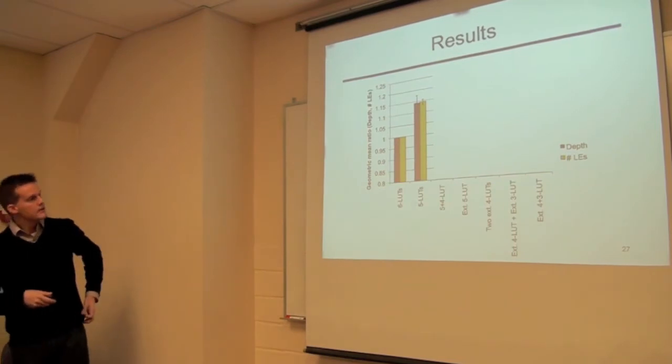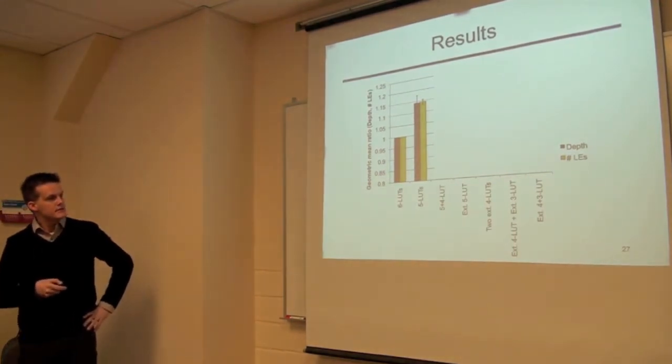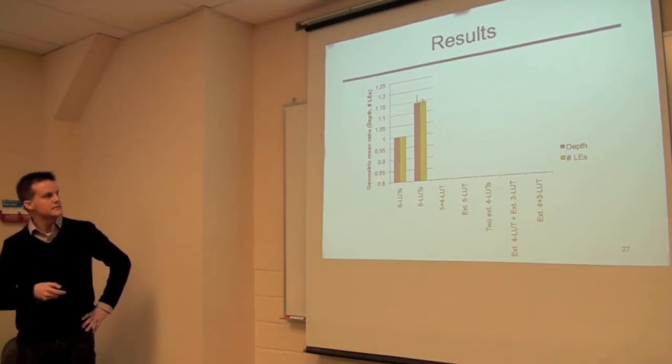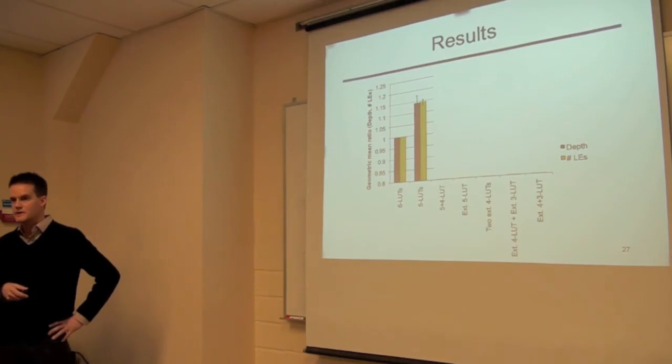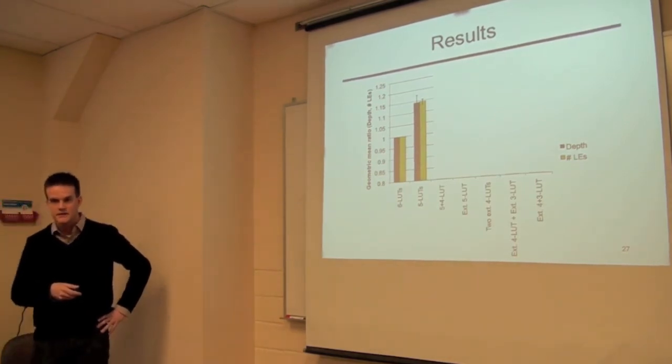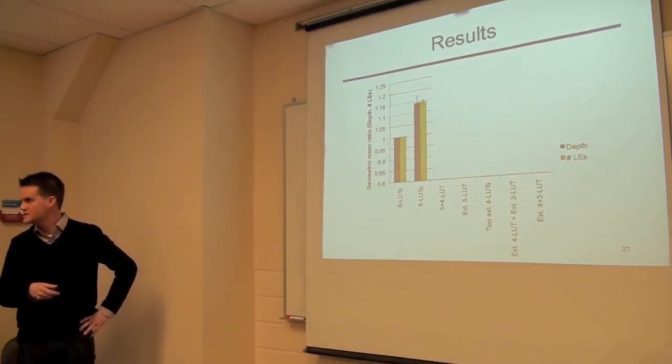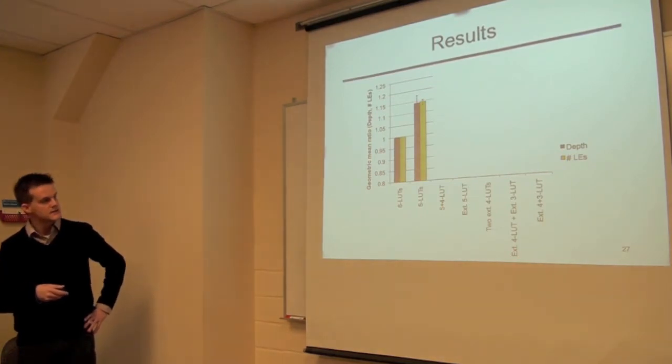Results. Here you see the different architectures on the horizontal. On the vertical you see the geometric mean ratio of depth. Maroon bars are depth, yellow bars are the number of logic elements you need to implement circuits. Everything's normalized to 6-LUTs.